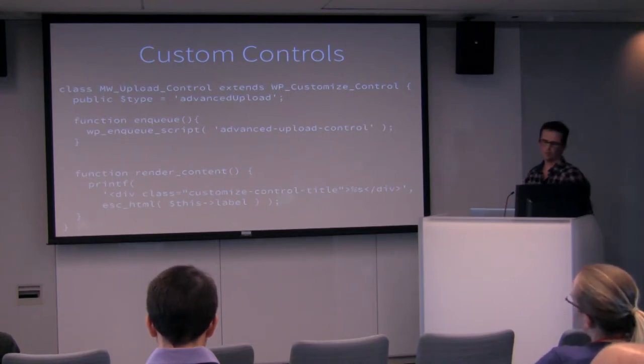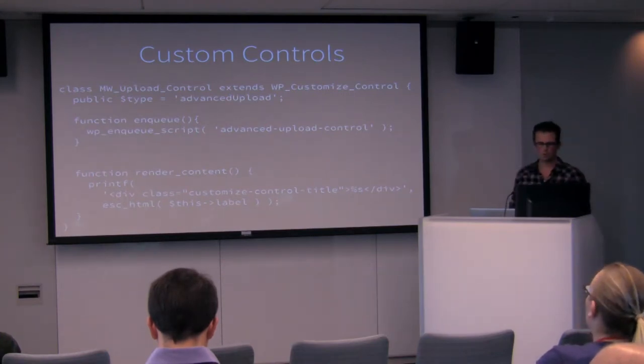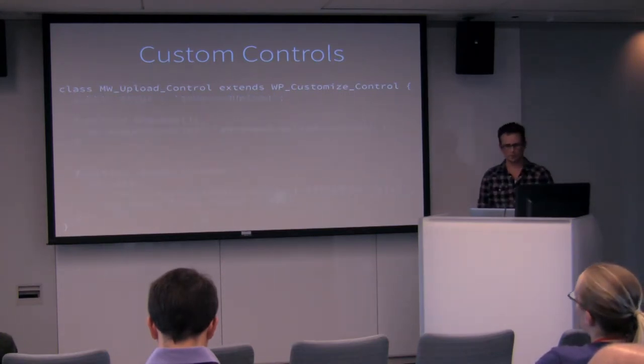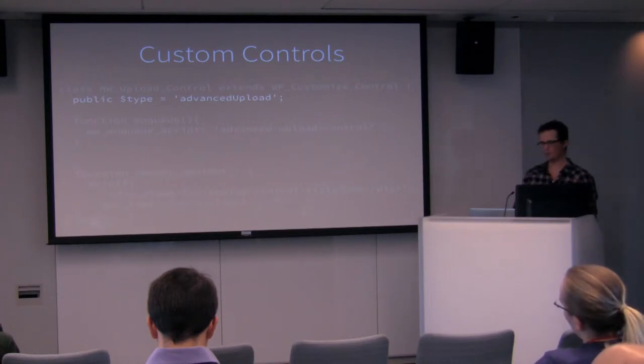So WP Customize Control is the class that you need to extend when you're making your own control. So you extend WP Customize Control, and you give it a type, right? And this is going to be pretty key later. So in this case, we're calling it advanced upload.